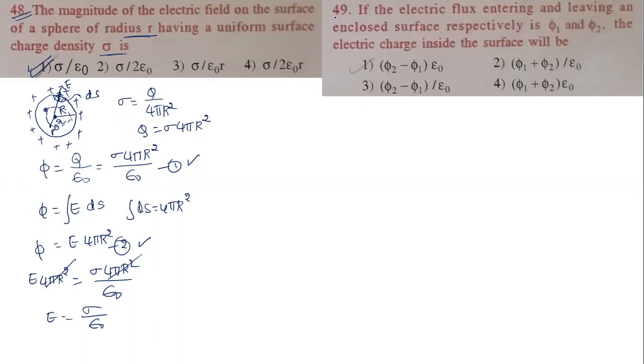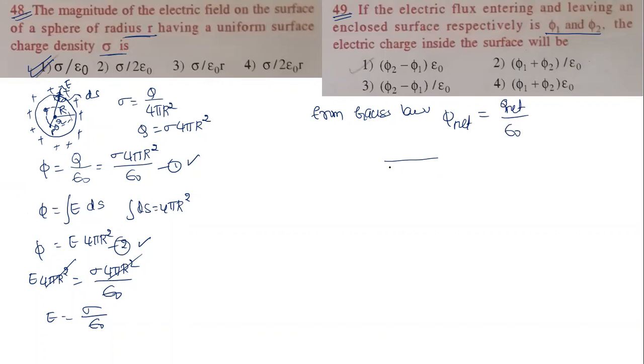Look at question number 49. This type of question we have already done, we discussed it during our theory. If the electric flux entering and leaving a closed surface is phi 1 and phi 2 respectively, then the electric charge inside the surface will be given by what? So we need to find the electric charge inside. From Gauss law, we already know the net flux through any surface is given by Q net charge by epsilon naught.